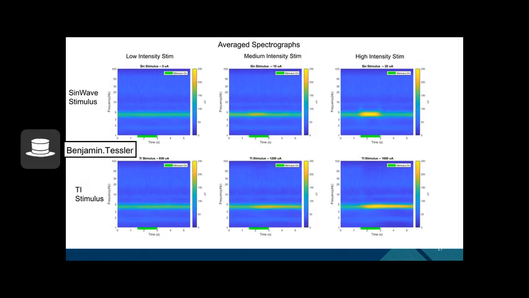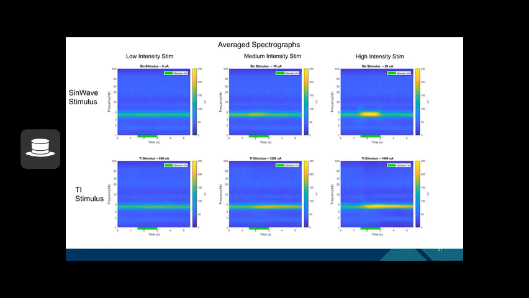Here we have average spectrographs, which are heat maps with time on the x-axis and frequency on the y-axis. When the image contains pixels that are more yellow, it means that the amplitude at that frequency is large. The rows are the two groups, sine wave stimulation and temporal interference stimulation, and the columns are the intensities with low being at the left and high being at the right.